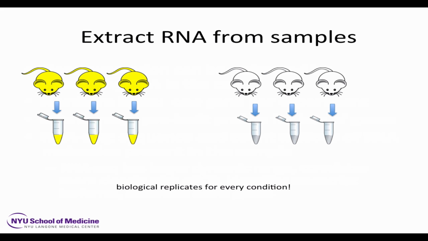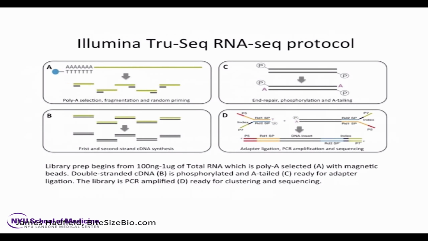Right, so I've simplified Adriana's diagram somewhat to say there's a way that you get your samples from your target tissues into tubes. Then you follow some sample prep protocol. This is one example, a slide I took from Illumina of their TruSeq RNA protocol. It's probably a couple of years old compared to what Adriana just showed.